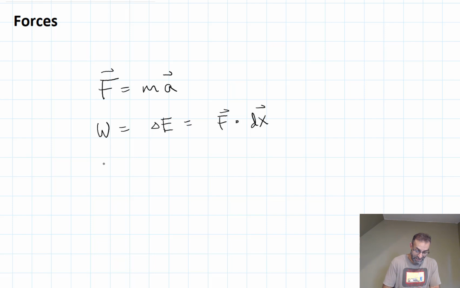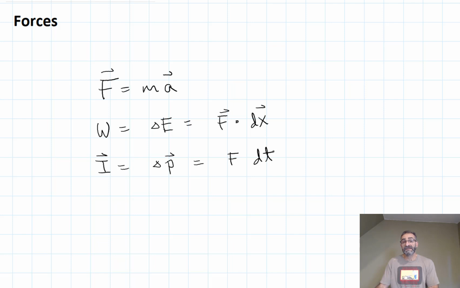Forces can also change momentum. So we call that impulse. That's equal to a change in momentum. We use lowercase p for momentum. And that's the force multiplied by some time interval.